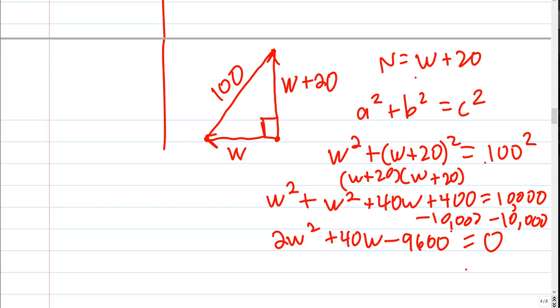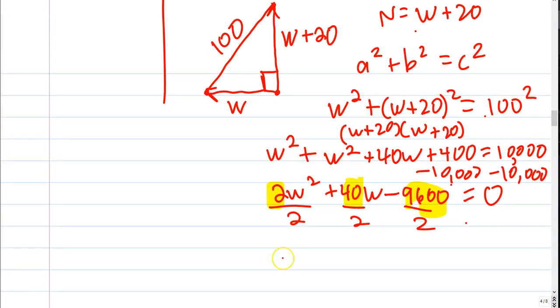I'm going to notice that all of these are divisible by 2. So I'm going to make my life easier right off the bat and just divide everything by that 2. So now we have W squared plus 20W minus 4,800 equal to 0.